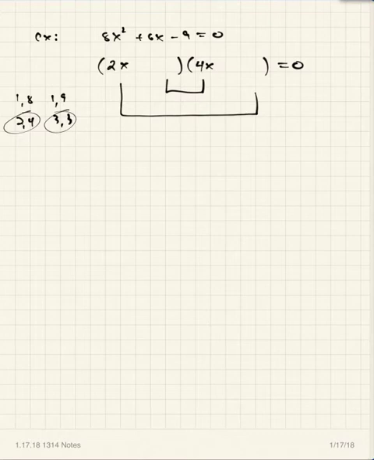That gives us the 8x squared we need. We can put the 3 and the 3 in. That gives us the 9 that we need. This gives us a 6x on the outside and a 12x on the inside. See, and we can make the signs work out.